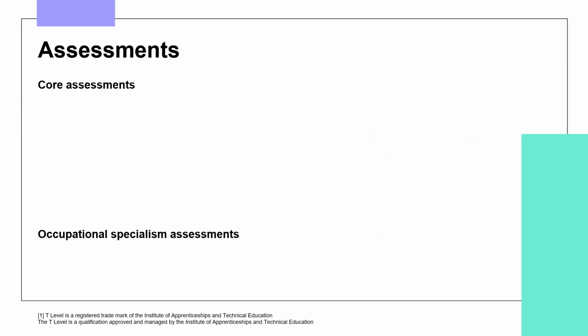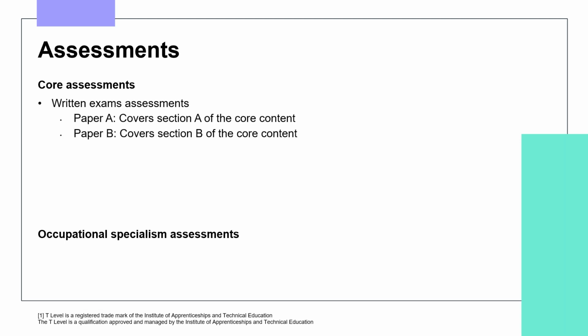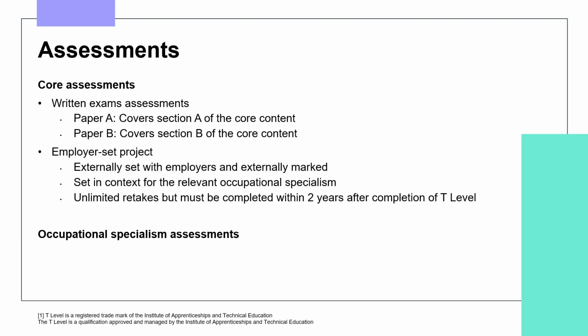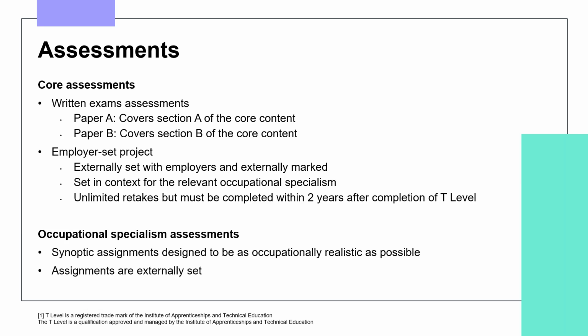And the T-level assessments can be broken down into the core assessments and the occupational specialism assessments. The core assessments consist of 2 written exam papers covering the core content in Section A and Section B, and an externally set skills assessment called an employer set project, so called as the tasks had input from employers to make them as realistic as possible. The occupational specialism is assessed in year 2 with externally set synoptic assignments, which are also designed to be as occupationally realistic as possible.